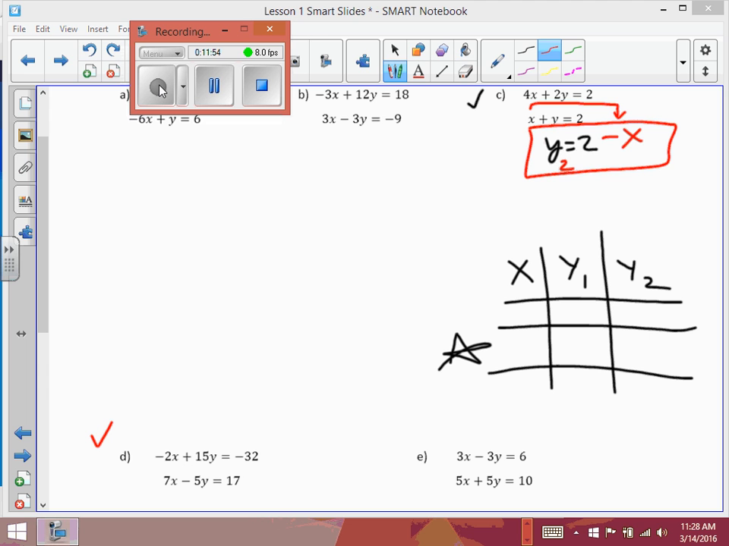How does he know that's y2? Because in the calculator, whichever one I put in first, he's going to be y1. Whoever I put in second, he's going to be y2. His friend up here is a little bit tougher.